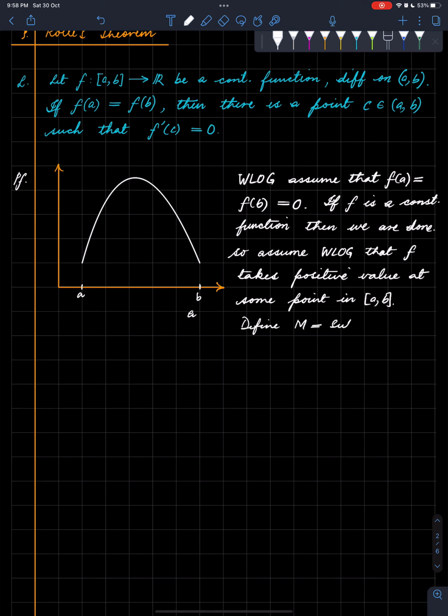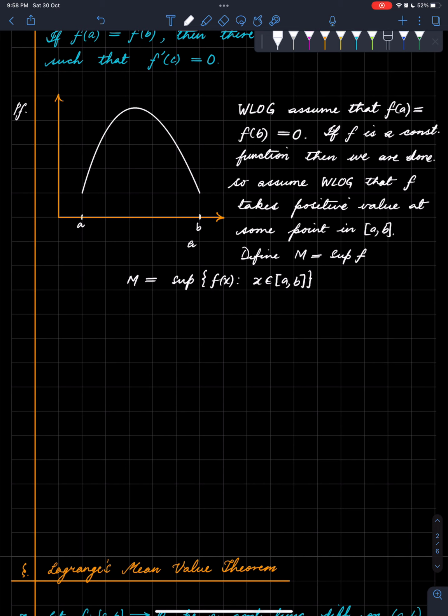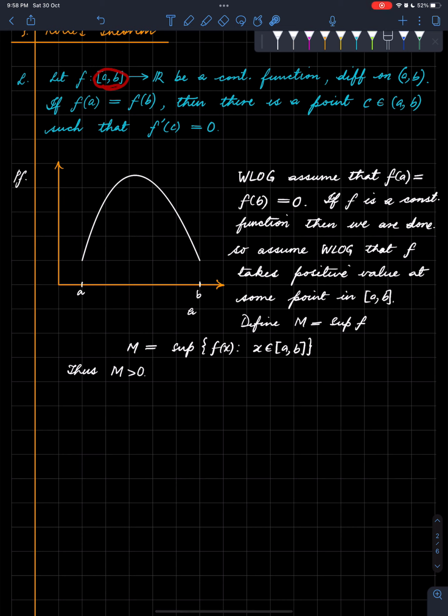So define M as the supremum of f. What does that mean? Written in full, it means the supremum of this set, meaning the supremum of the image of f. So that is M, and clearly M is positive because f takes a positive value somewhere, so the supremum of f will also be positive. So thus M is positive, and further, since again f is a continuous function defined on a compact set, it achieves this supremum somewhere. This is what we discussed when we were discussing compactness.